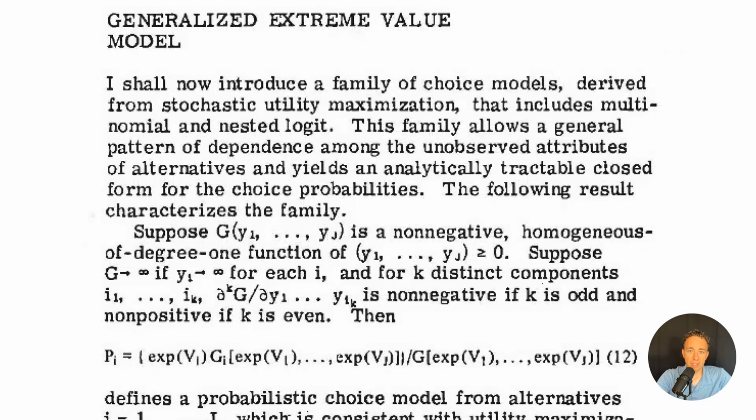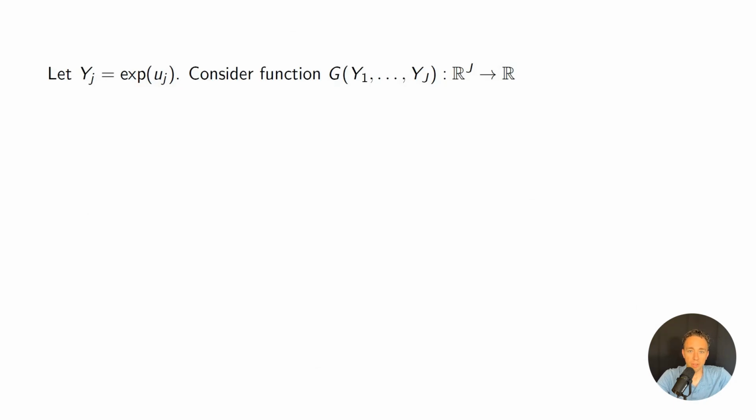In particular, there's a theorem in that paper where he derives conditions under which GEV distributions can exist and what sort of properties they must maintain. So we're going to go through that in detail right now. We're first going to start with a variable y_j, which is just the exponentiated observable part of utility for option j. And then we're going to consider a J-dimensional function g that maps R^J to R that takes into account all of the exponentiated utilities. So g takes J different y's as arguments, where each y is an exponentiated utility.